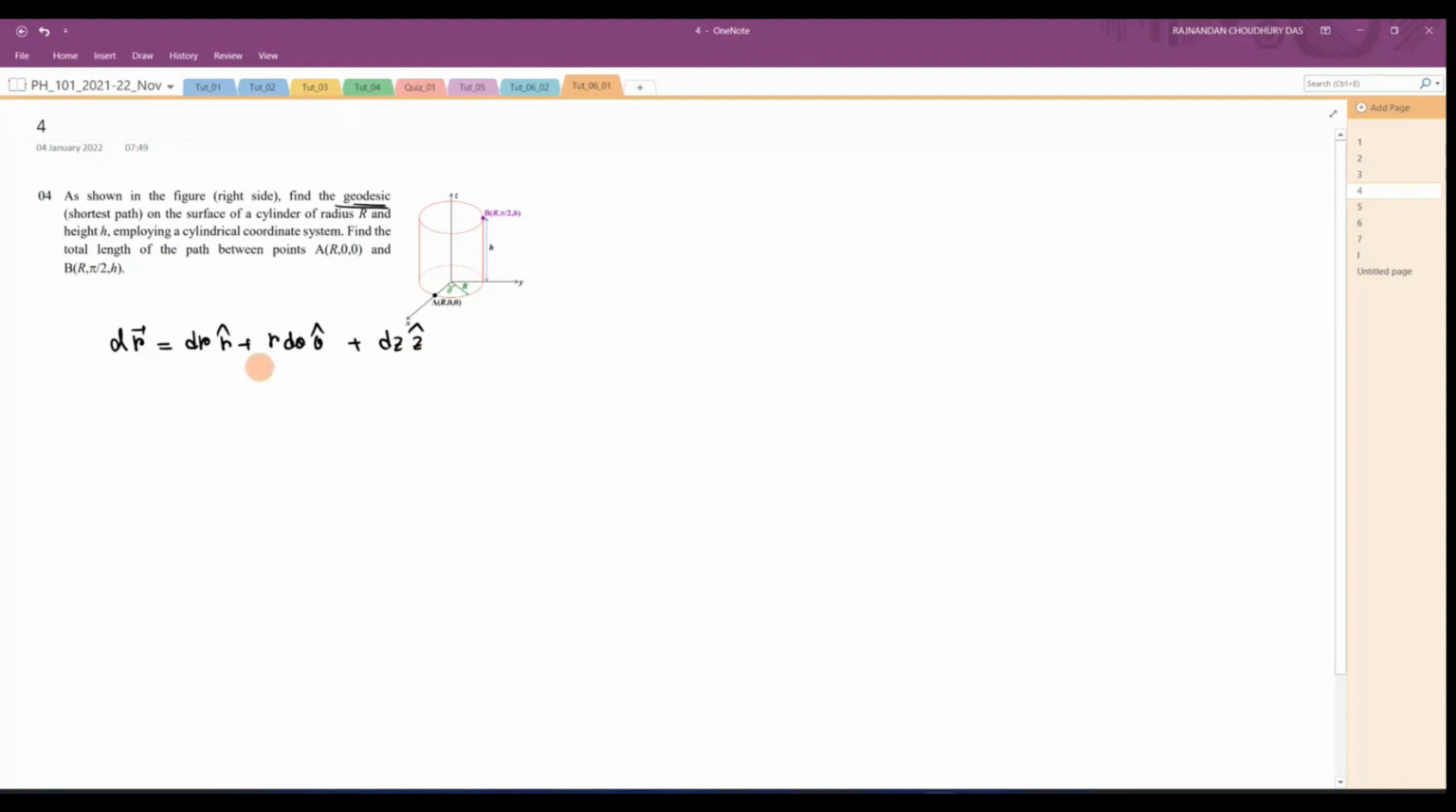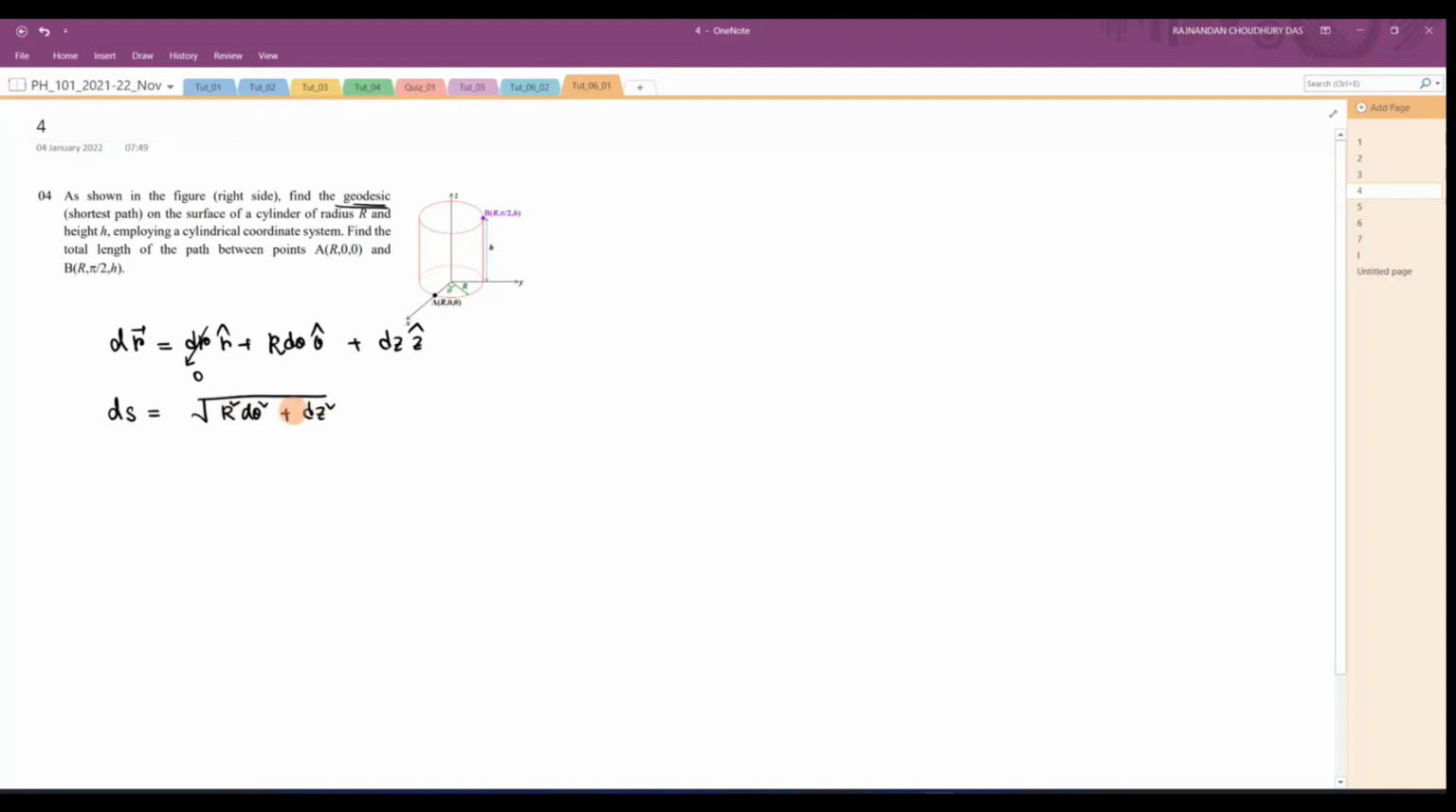Yes. Now we are on the surface of the cylinder. That means this dr will become 0. r is not changing, and this small r will become capital R, because we know how much it is. It is capital R. So what will be the path length? If you take a small path on the cylinder, this path length will become root over of R square d theta square plus dz square.